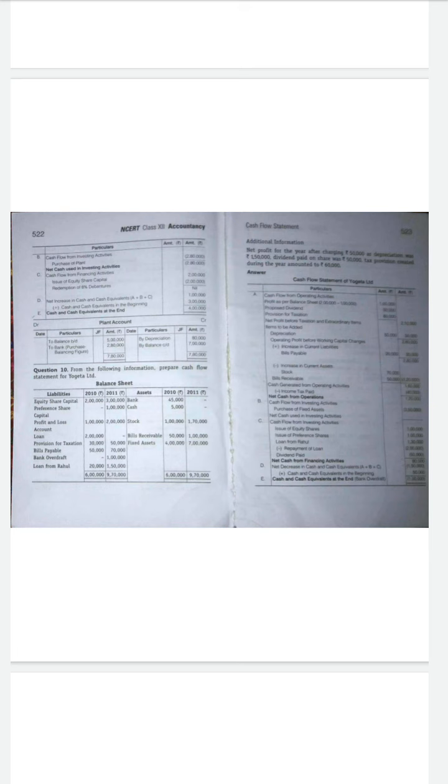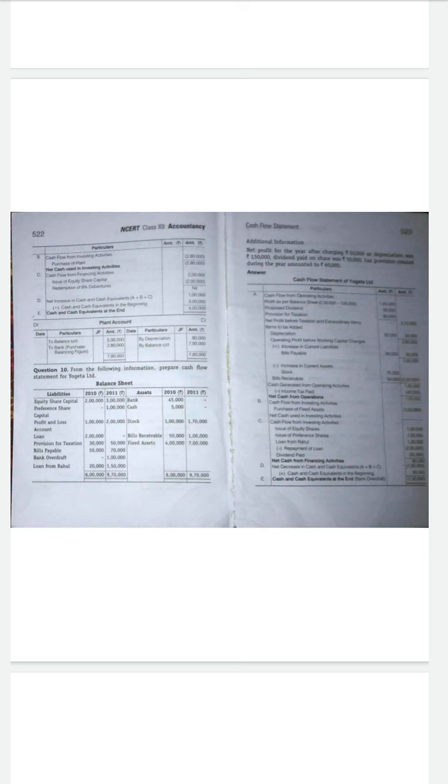Okay. So next one is the issue of preferences. Last year there is no such issue of preferences, but in 2011 there is a new issue of preferences. So they are issuing the preferences to the public, and they raise the capital of 1 lakh. So it also indicates a plus symbol because the amount of 1 lakh is coming inside by issuing the preferences and equity shares. And next one is, see, loan from Rahul.